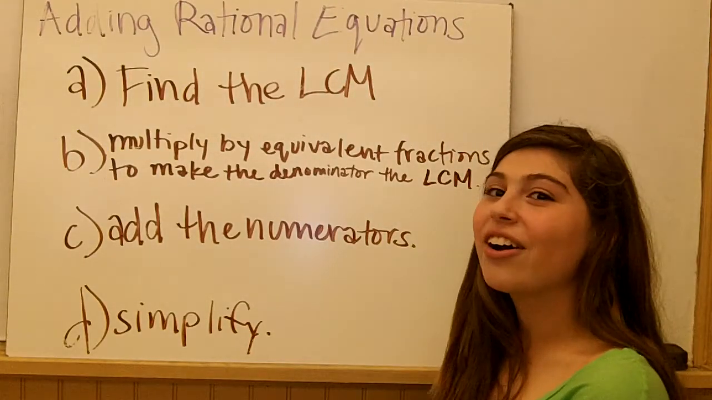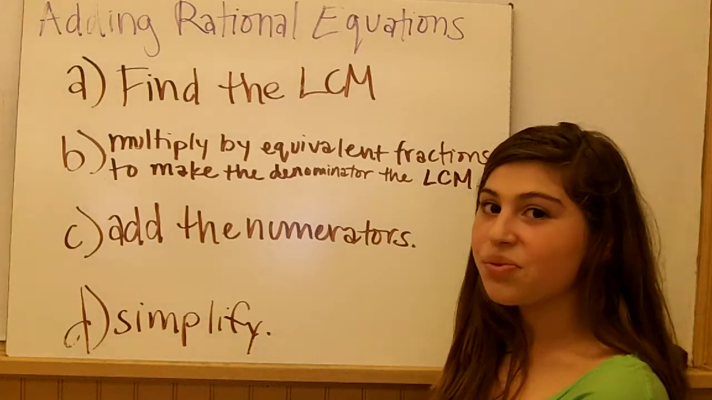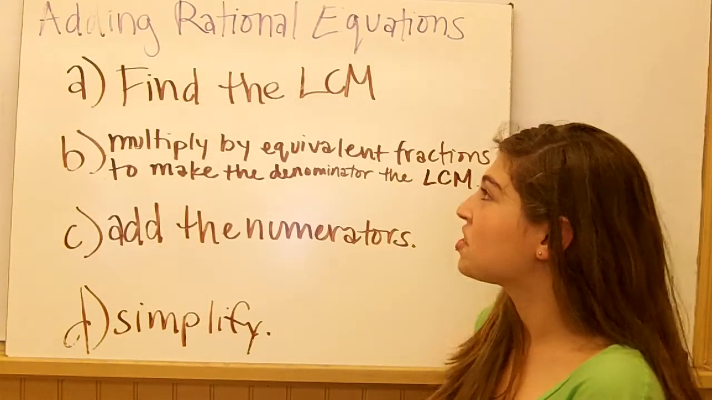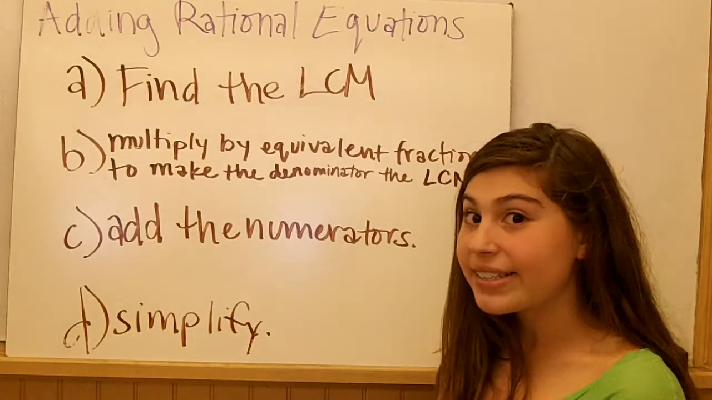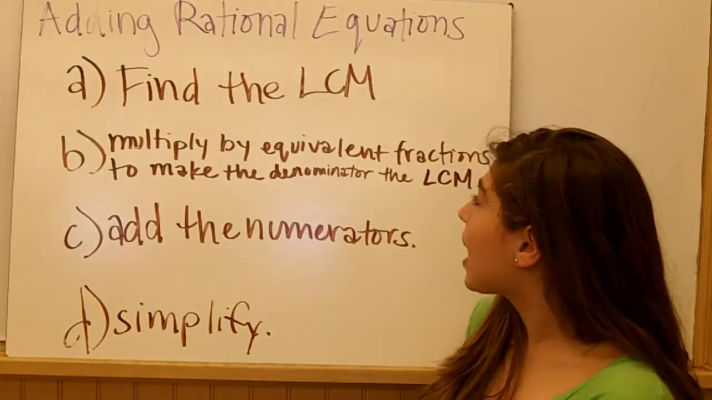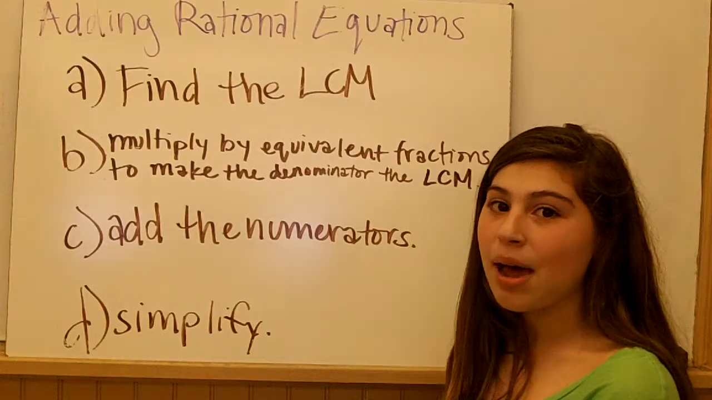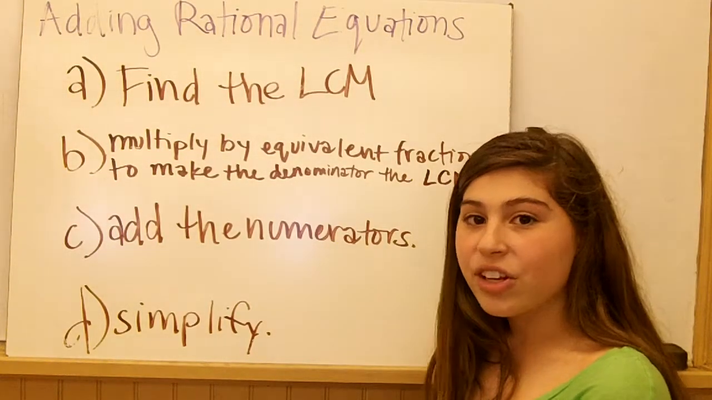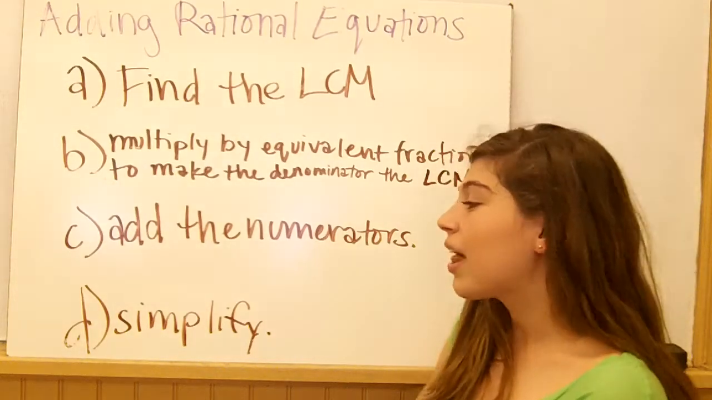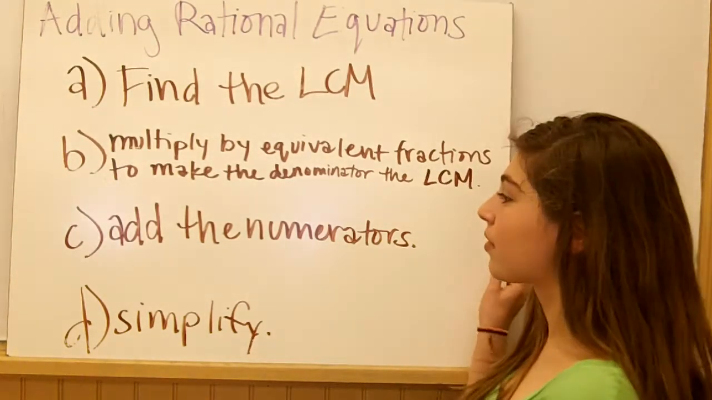Now we're going to go over adding rational equations, which is one of the main things we're going to do today. To do that, we first find the LCM, which we discussed in the last slide. We then multiply by equivalent fractions to make the denominator equal to the LCM. We add the numerators once the denominators are equal, and finally simplify.